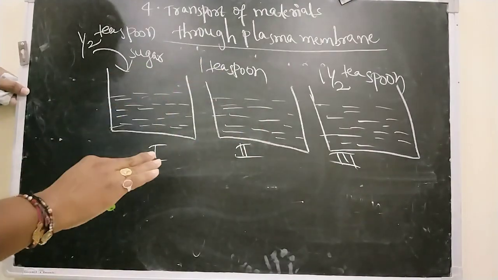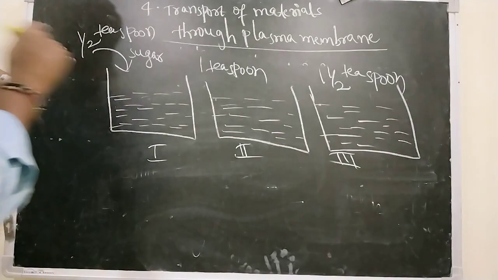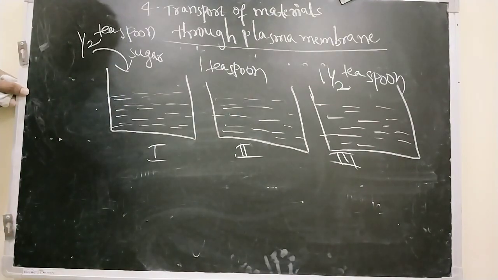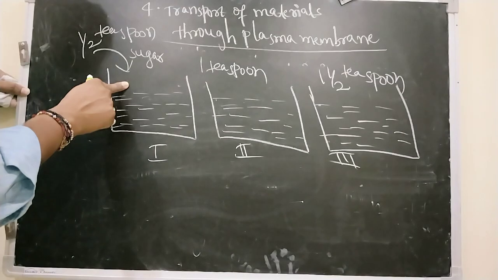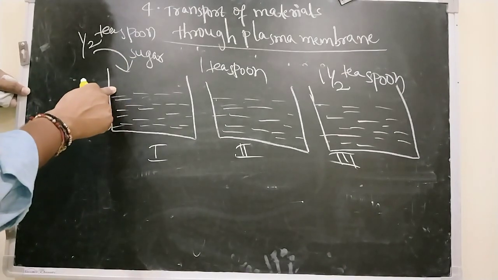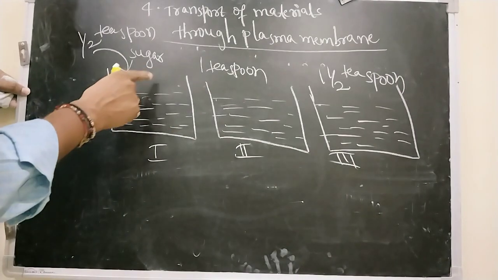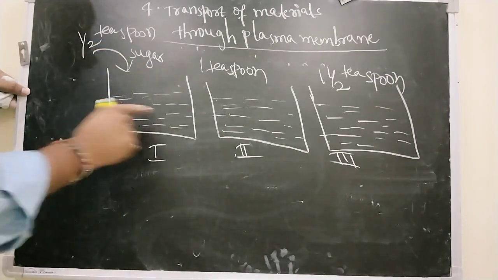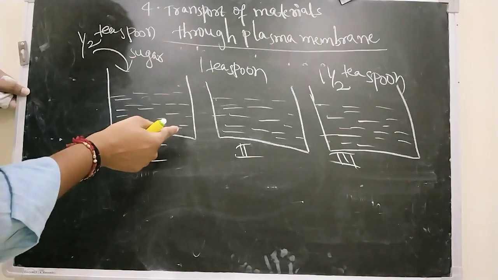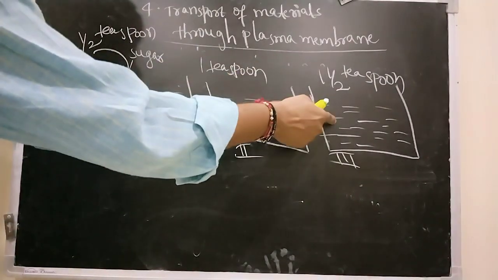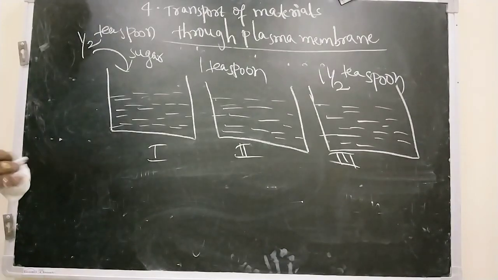Now, can we convert third beaker into first beaker? And can we convert second beaker into first beaker? It is possible, but it seems to be a little bit difficult. The reason is, to change these two into first beaker, we have to add water, means a solvent. Okay, next.